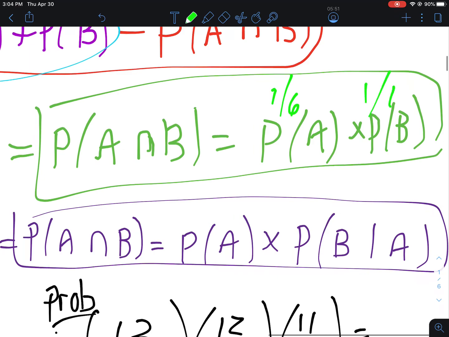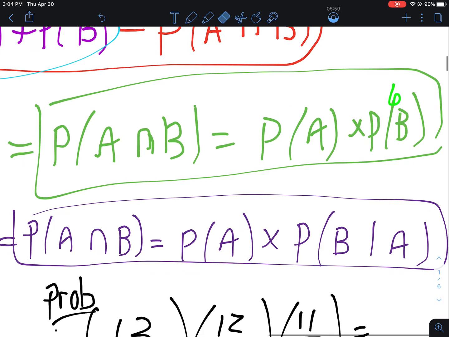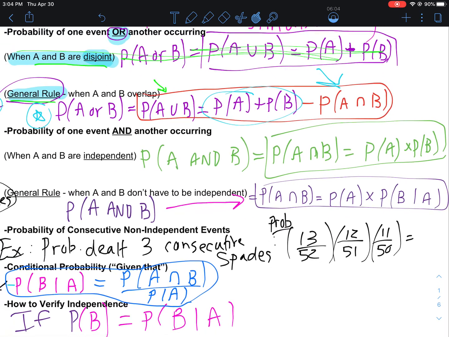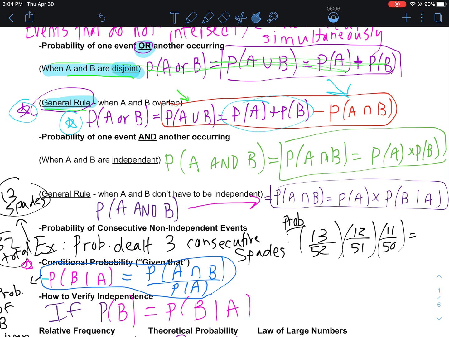And the next time you roll something, it's still 1 out of 6, and you would multiply it. And that's why rolling a pair of dice has a sample space of 36, because there are 6 times 6 or 36 possible outcomes. Now, sometimes one event is not independent of the other. So the dice example, each time you roll, it's independent.